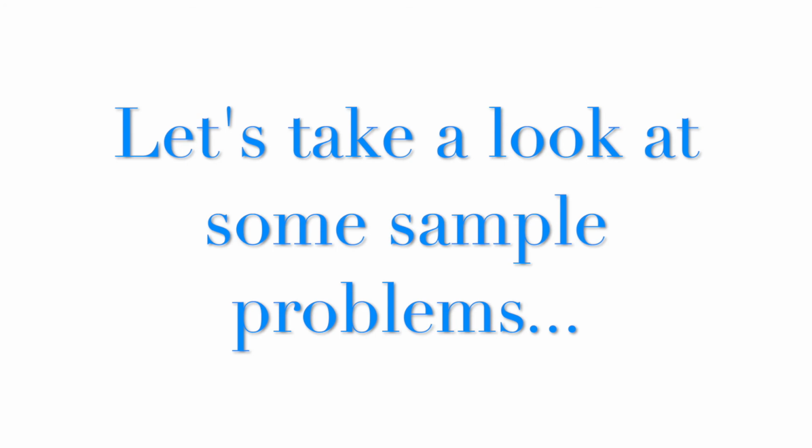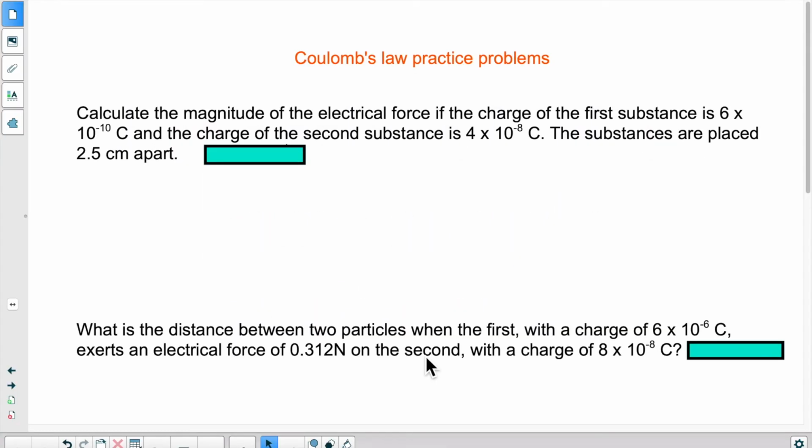We have to calculate the magnitude of the electrical force if the charge of the first substance is 6 times 10 to the negative 10 Coulomb, and the charge of the second substance is 4 times 10 to the negative 8 Coulomb. The substances are placed 2.5 centimeters apart. So let's see what we would do with that.